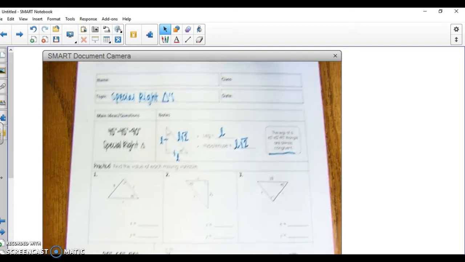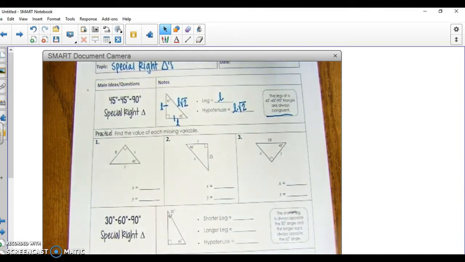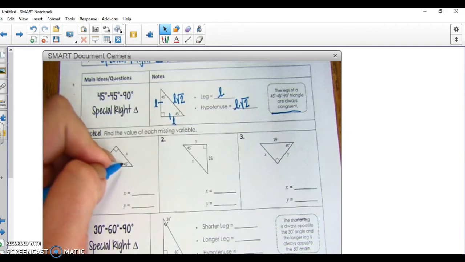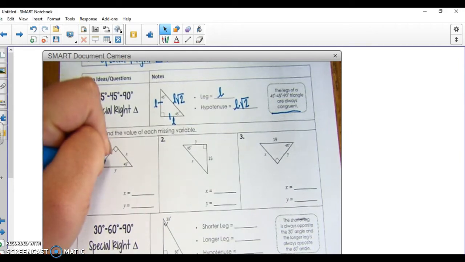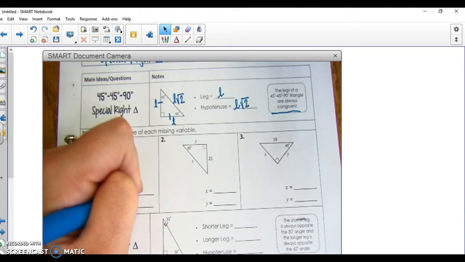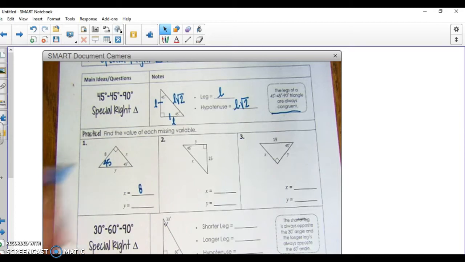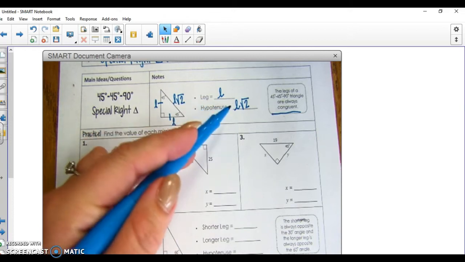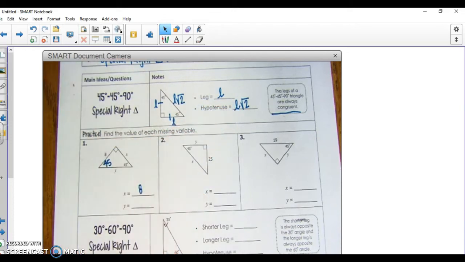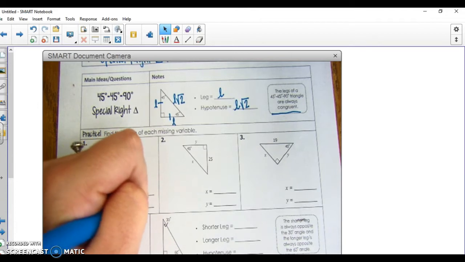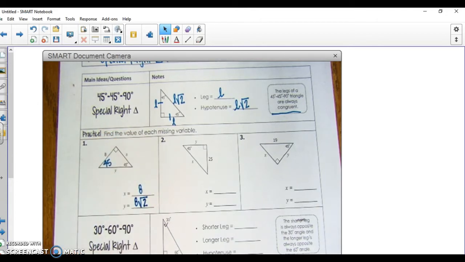So if we look down at our first example, we can see that we have 45 degrees here, which means that we will have 45 degrees over here. This side is 8, so x will also be 8. So y, we just have to look at our rules. Our hypotenuse is going to be equal to our leg times the square root of 2. So y is just going to be 8 times the square root of 2.